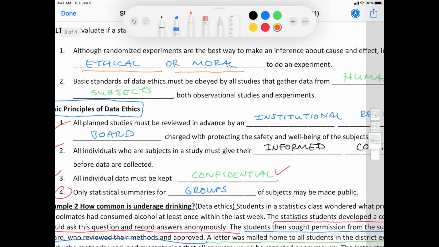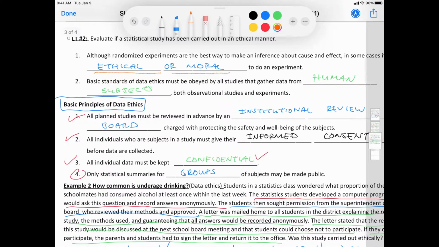Number 2, basic standards of data ethics must be obeyed by all studies that gather data from human subjects, both observational studies and experiments. There are international laws about how you test animals, animal cruelty, and those are growing, but I'm kind of like, hey, if you're going to do animal cruelty, you might as well do plant cruelty and rock cruelty, and you might be harming the air. Okay, we'll stop there.